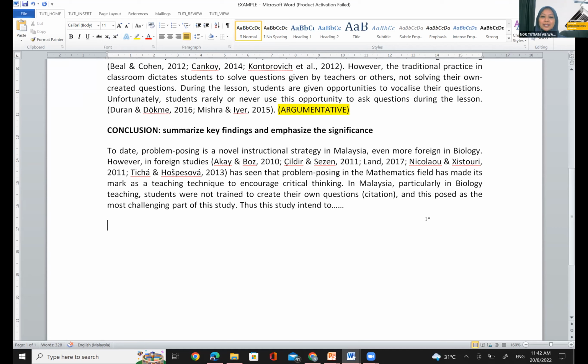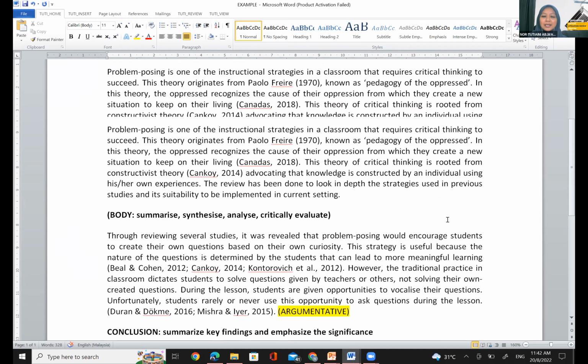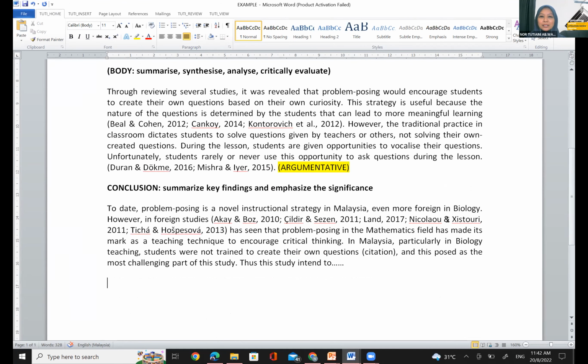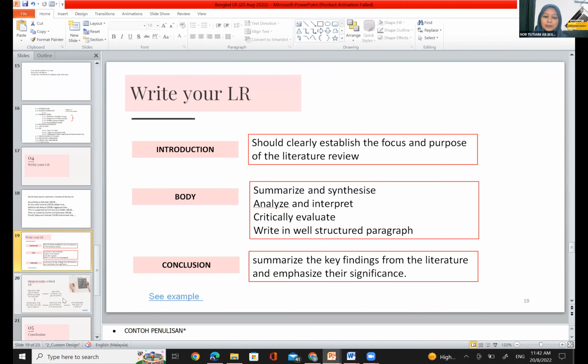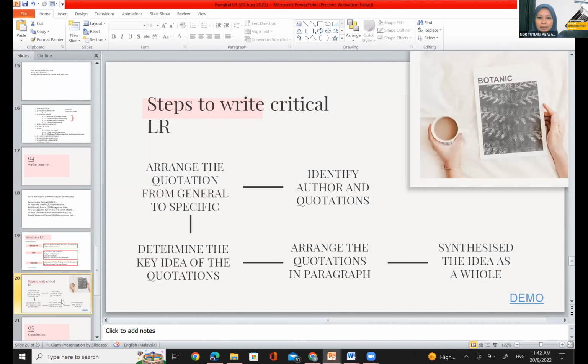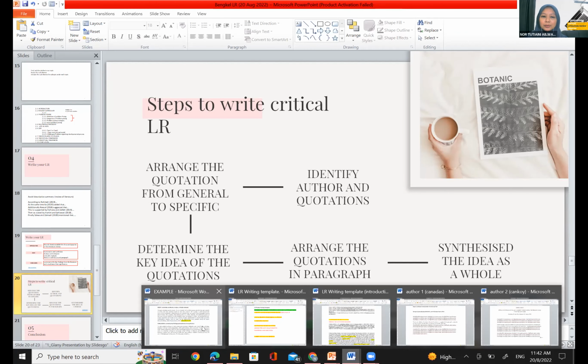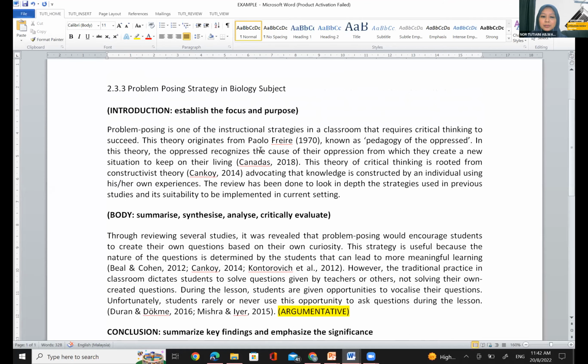Okay, so boleh. Ini adalah examples of the writing. So later, I akan pass to Nadia and Nadia akan pass to all of you so that perhaps you boleh tengok, refer on how to do this and that. Okay, settle. Now, I akan demonstrate the steps on how I can come up with this particular paragraph.